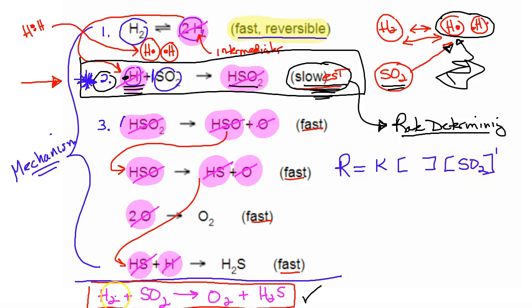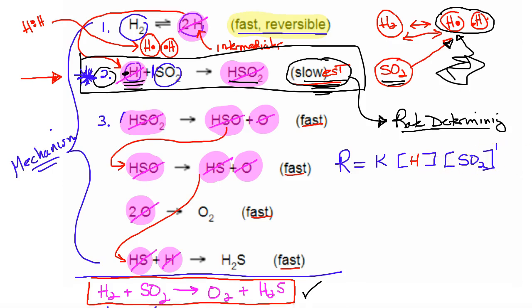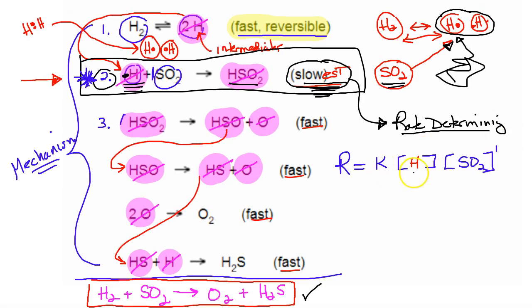The question is, what do I put for H2? There is no H2 in this step. We only have hydrogen atoms. So I have H, and that goes here, to the 1 power. But this is bad because this is an intermediate. And we can't have intermediates in the rate law because I can't measure it. It reacts too fast, so I can never use it to determine the initial rate of the reaction. So what we're going to do is solve for the other reactant using the fast equilibrium.